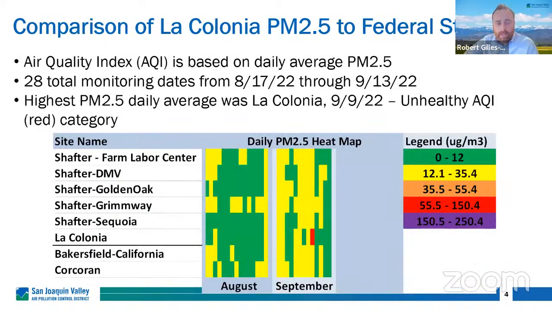This is another view of the PM 2.5 data, but here it's shown compared to the air quality index. It's a better understanding of the health effects of those concentrations during that time. So there were a total of 28 days that the van was placed and was recording PM 2.5 air quality in La Colonia. And as I had mentioned, the highest reading was recorded on September 9th.